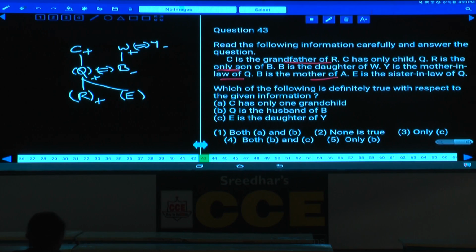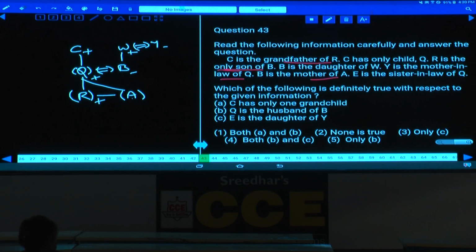Okay? Y is the mother-in-law, B is the mother of A. Now B is the mother of whom? B is the mother of A. As B is the mother of A, this A and R are siblings to each other. Now this R is the only son. As R is the only son of B, this A must be the daughter.